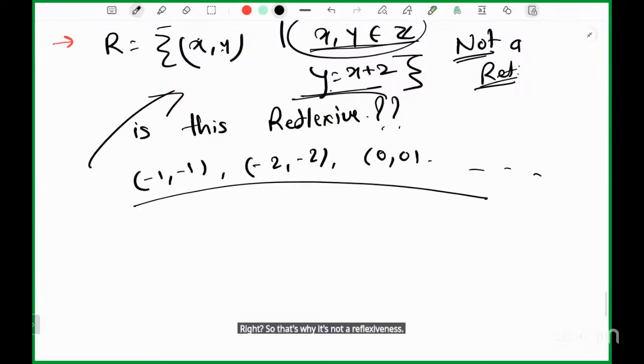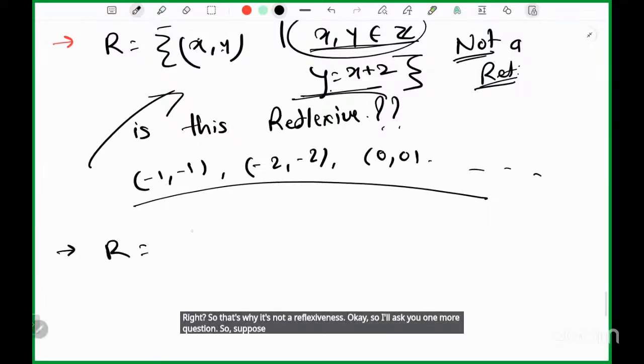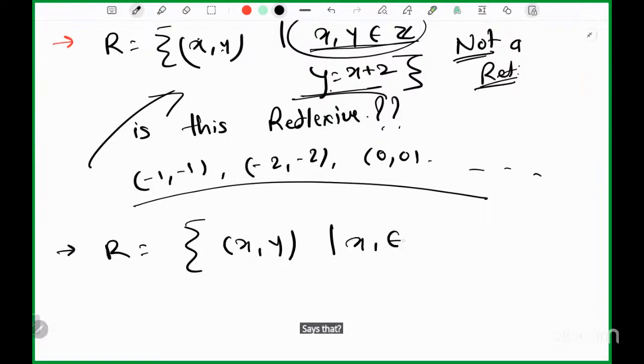Okay, so I'll ask you one more question. Suppose R is a relation such that (x, y) is there, where x and y are integers. Let's take integers. (x, y) belongs to the integers.